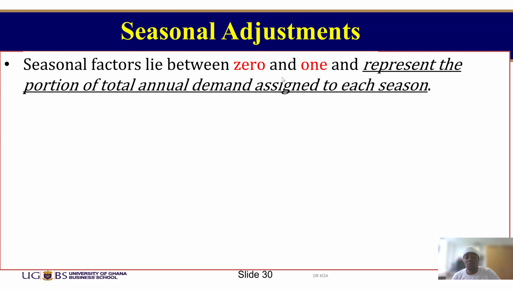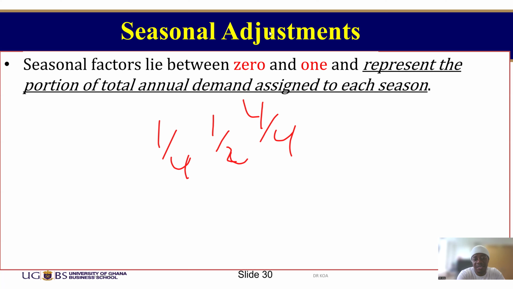But the reason why they lie between 0 and 1 is because each quarter is a microcosm of the whole year. Each season is a microcosm of the whole year. So if you have 4 quarters, it means that the total is 4/4, isn't it? And so one of the quarters is 1/4, another quarter is 1/4, another quarter is 1/4, like that. And then you have 4/4, which is 1. So the maximum value is 1.